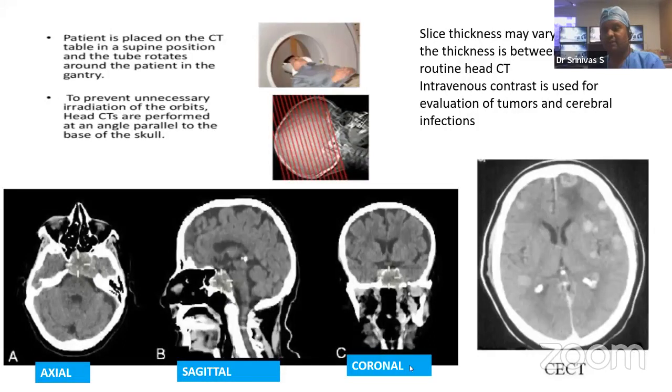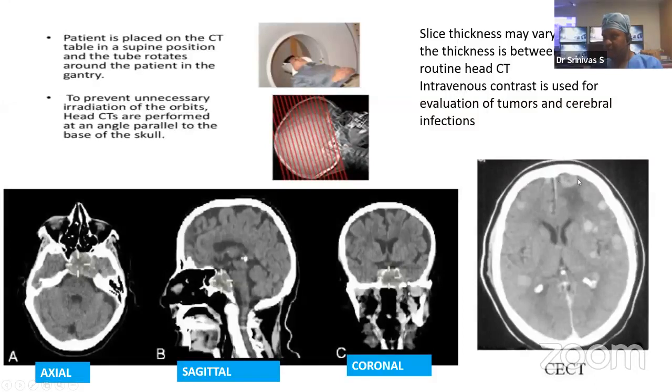Now we will go into the imaging of the brain. While doing a CT scan of the brain, the patient is usually kept in supine position and the tube rotates around the patient in the gantry, to prevent unnecessary irradiation of the orbits. Head CTs are performed at an angle parallel to the base of the skull. The slice thickness could be 5 to 10 mm for a routine head CT, and here it is the CECT, that means a contrast enhanced CT scan of a patient representing different nodules over here.